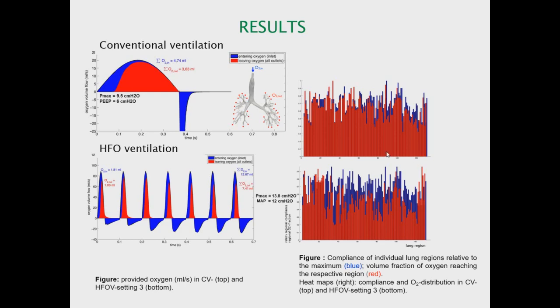If you look into the comparison of local compliances, which are indicated in blue here and normalized to 1, as compared to the oxygen delivered to the lungs, you can see that despite the fact that there is more oxygen delivered, there is still a reserve in the different areas of the lung, and this in the high-frequency oscillated lung.